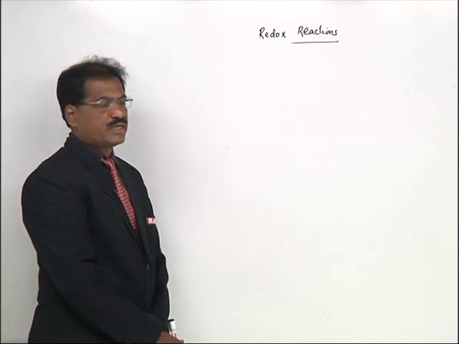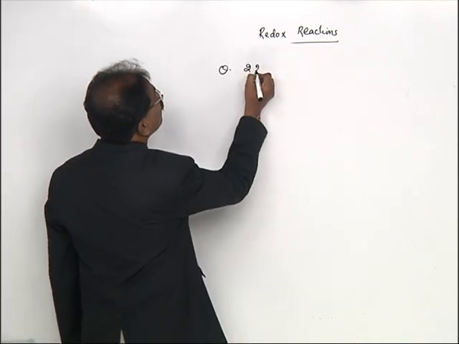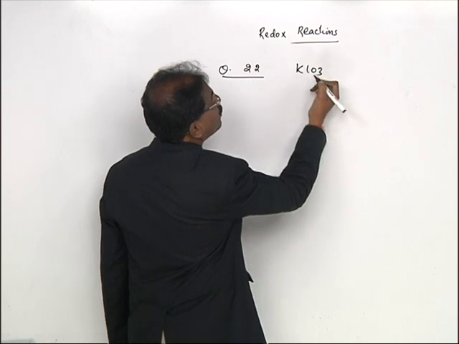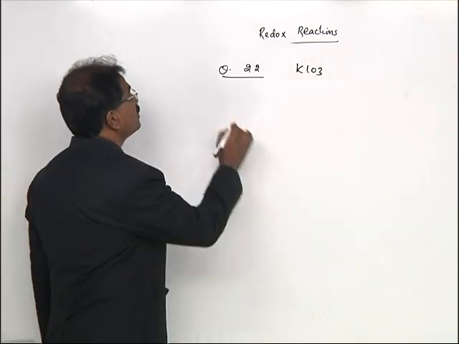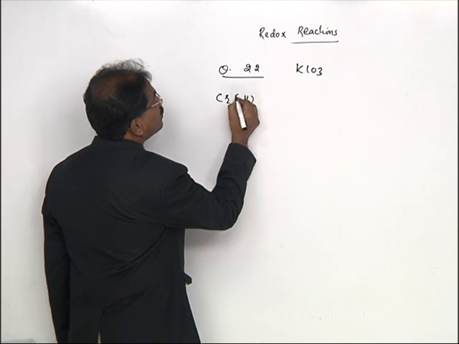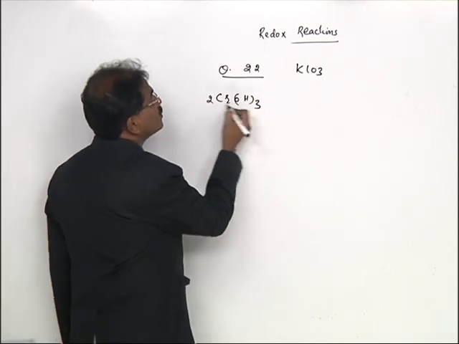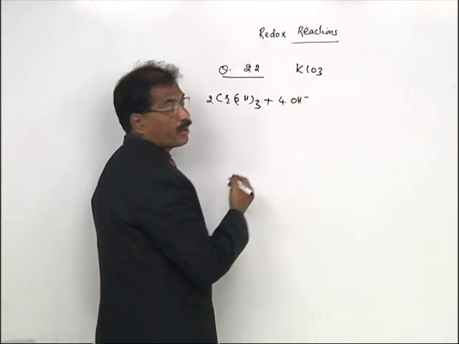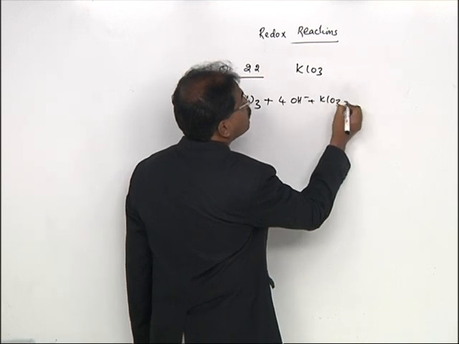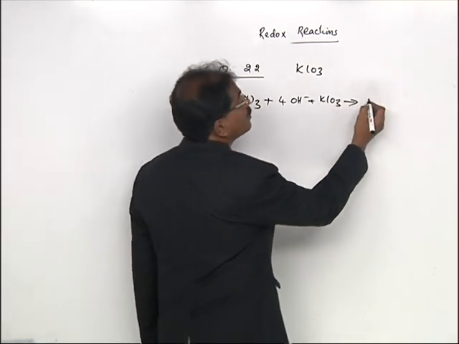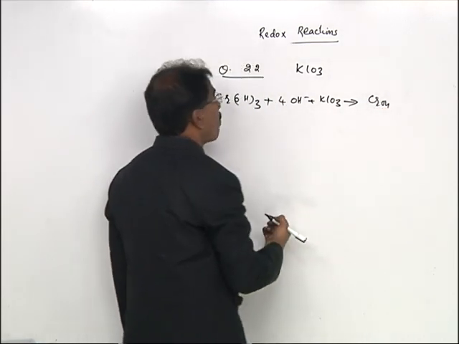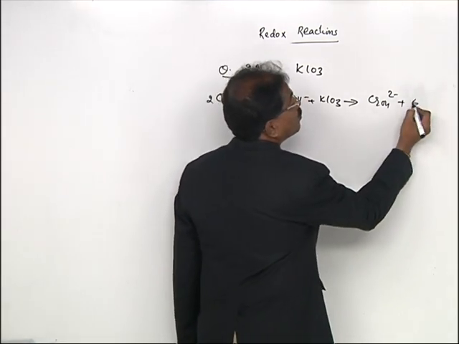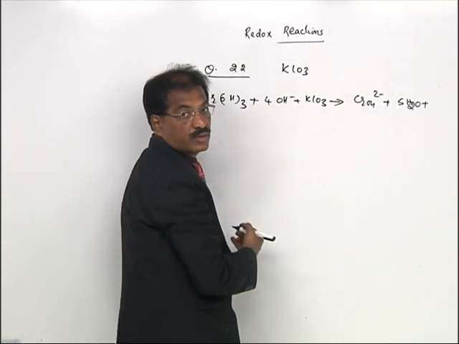Next, question number 22. Equivalent weight of the KIO3 in the given reaction. The reaction given is 2 moles of Cr(OH)3 plus 4OH- plus KIO3 gives CrO4 2- plus 5H2O plus KI.